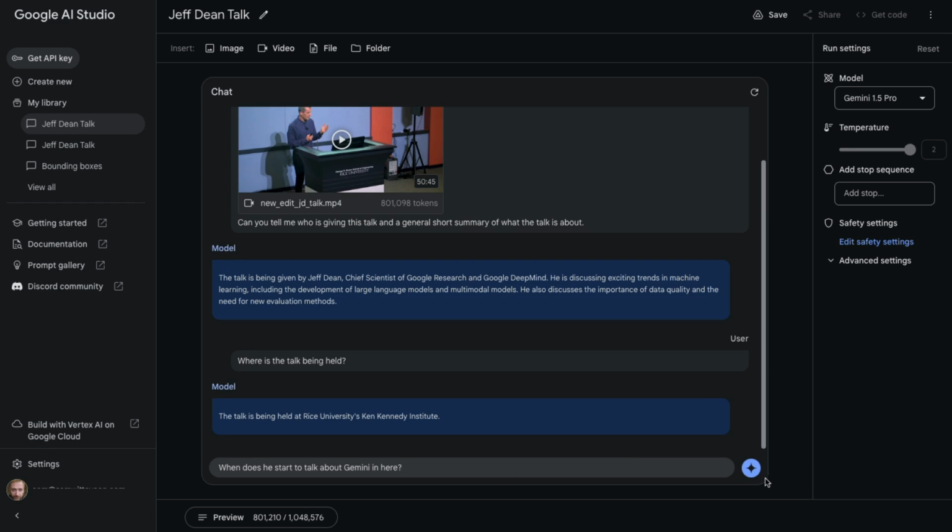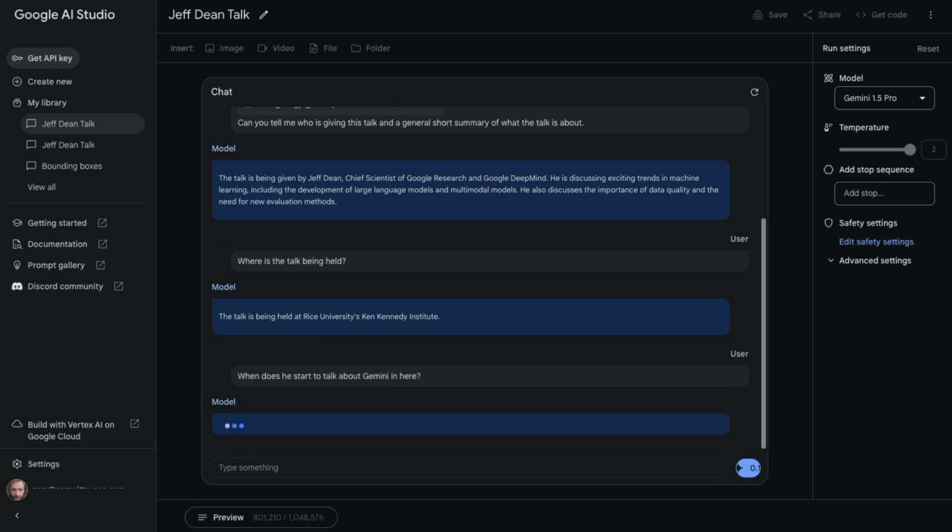All right, what I want to ask it next is, when does he start talking about Gemini? So I know that at the start of the talk, he does a bit of history about large language models and the idea of language modeling and going from RNNs to transformers. And then I think he also mentions the Meena paper for chatbots and conversational agents, stuff like that. So what I want to see is, okay, when does he actually get to Gemini?